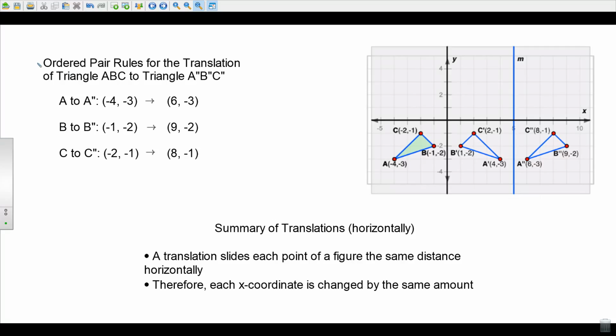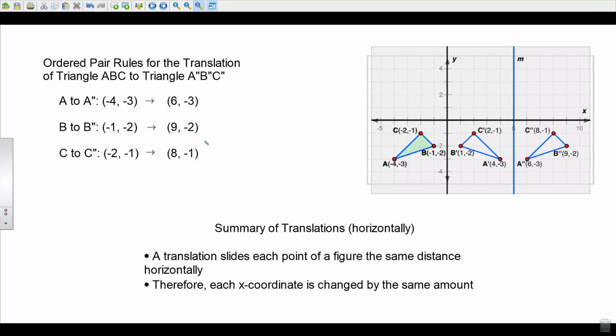A translation, remember, is just a slide. Agile Mind has taken that a little bit further. We learned in topic 2 that a translation is really a reflection, kind of a double or a composite reflection across two parallel lines. So if we're talking the translation of triangle ABC to A double prime, B double prime, C double prime, it would be across these two parallel lines. This is kind of like the reflection in between.